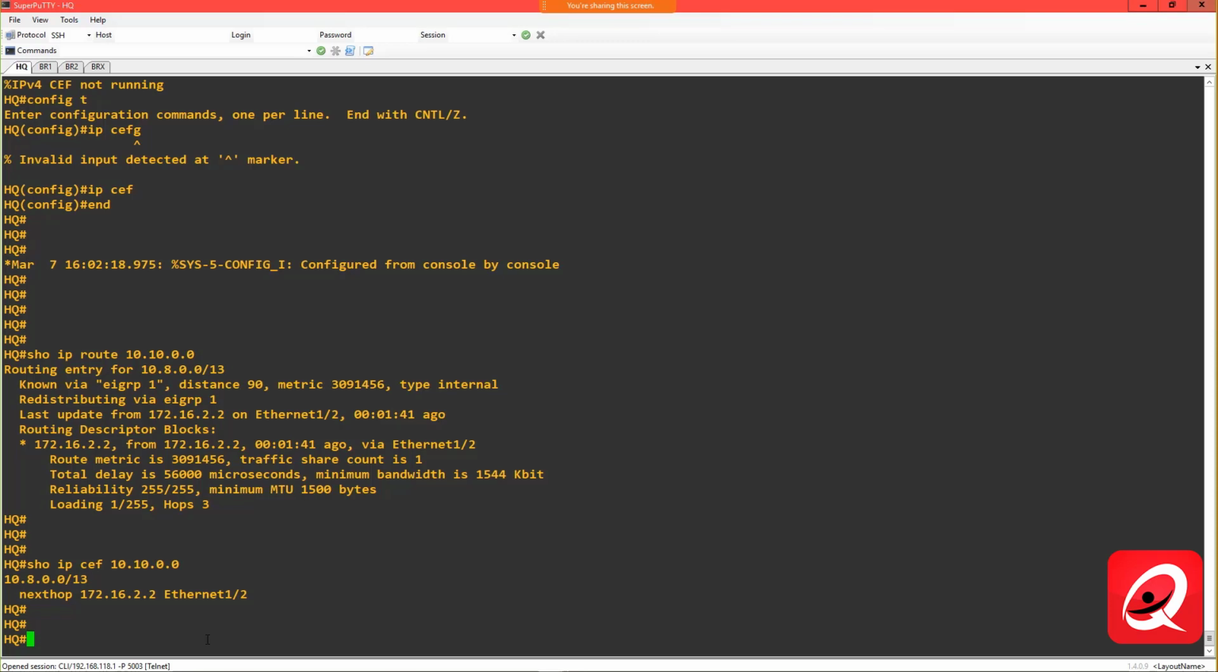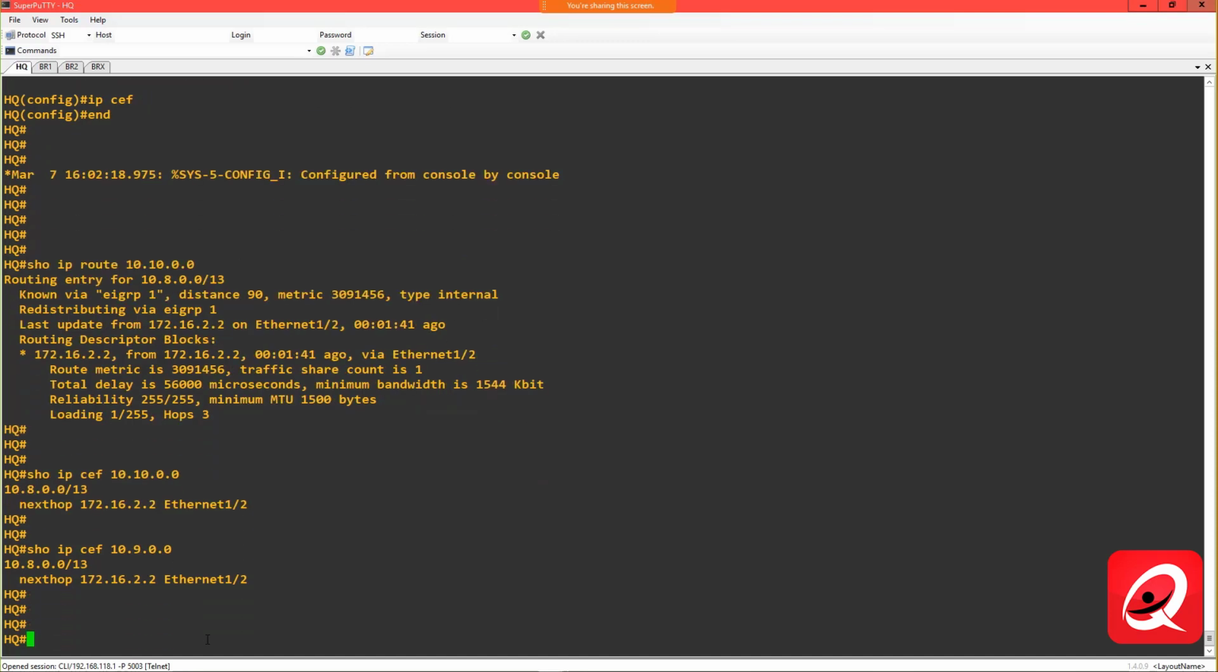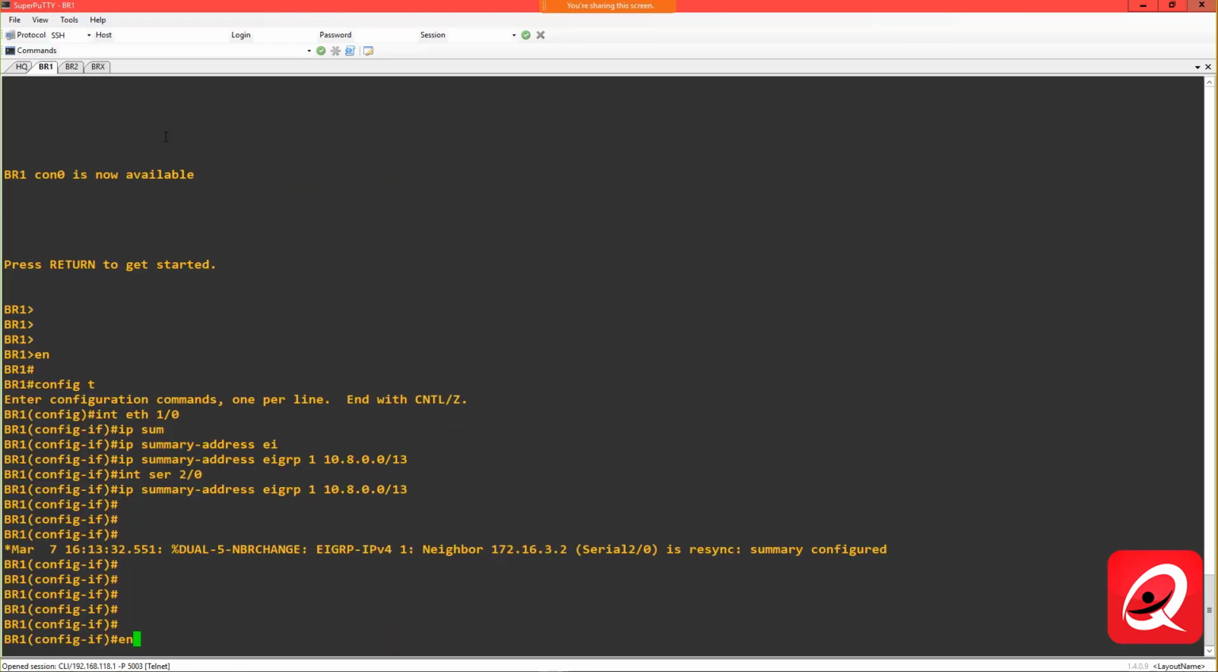Now, what's interesting is if I do a show IP Ceph and I do a 10.9.0.0, well, guess what? It also is a packet that matches that particular summary. But we don't have a 10.9 prefix anywhere in our topology. Which brings me to a really, really important concept when it comes to summaries. All right.